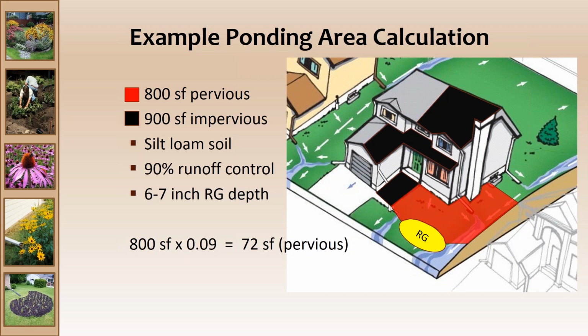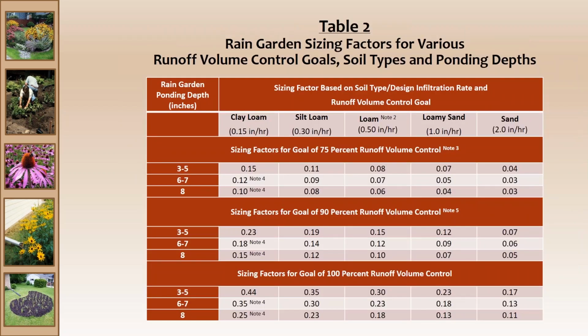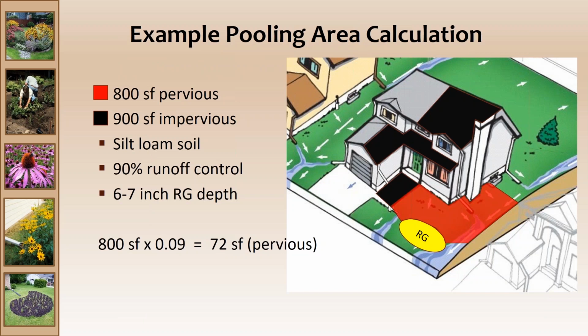So now do the black. You go back to the table. We're still in that silt loam category. We're shooting for that 90% runoff control. We're in the 6 to 7 inch depth. So for the impervious part of the watershed, you use a factor of 0.14. So you go back to the numbers here, and you take 900 square feet of impervious surface times the 0.14 equals 126 square feet.